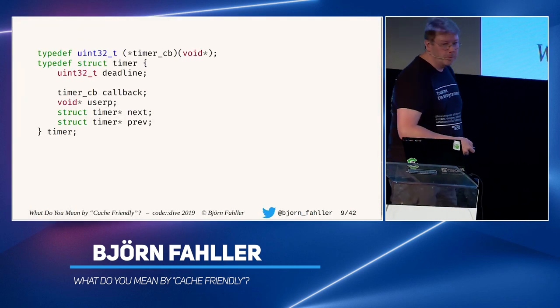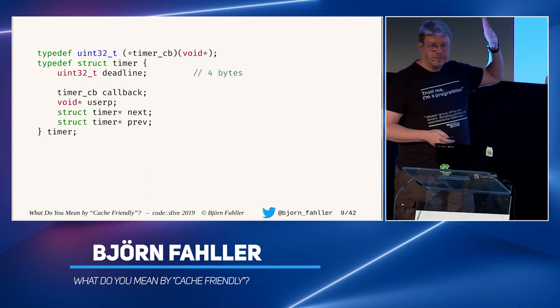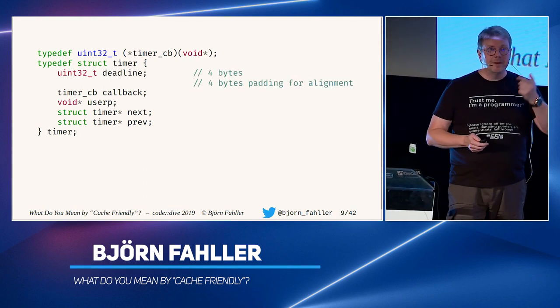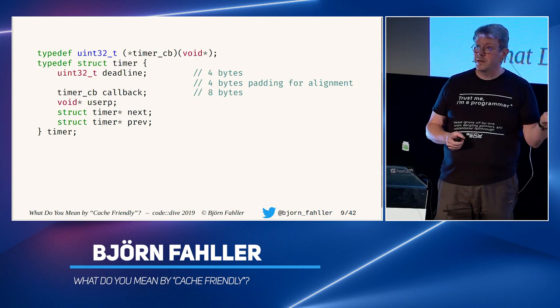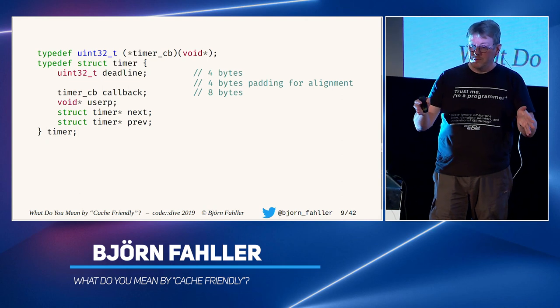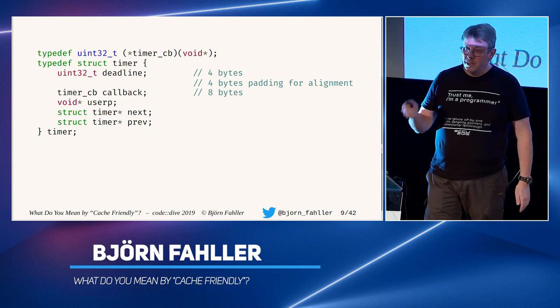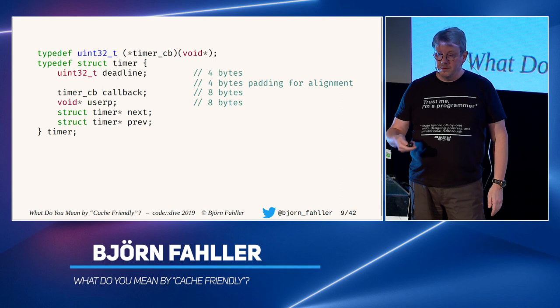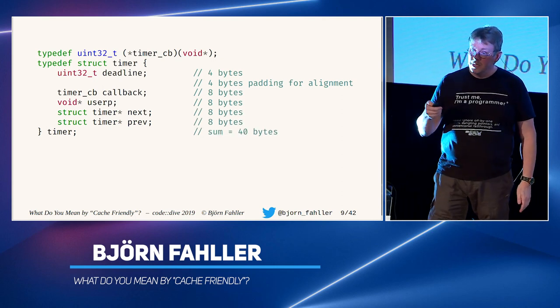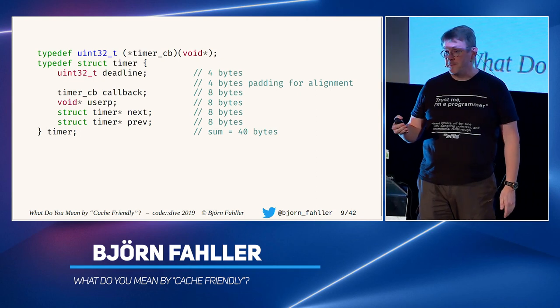So let's analyze this. We have this struct. We have a deadline that's 4 bytes. We get a padding of 4 bytes because the callback is a pointer. It needs to be on 64-bit alignment. And then another 8 bytes for the user pointer and 8 bytes for the prev and next. So we have a sum of 40 bytes.